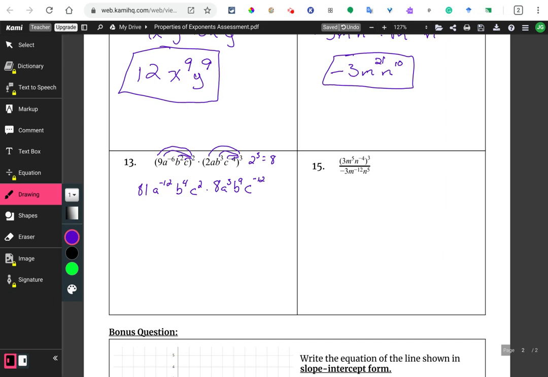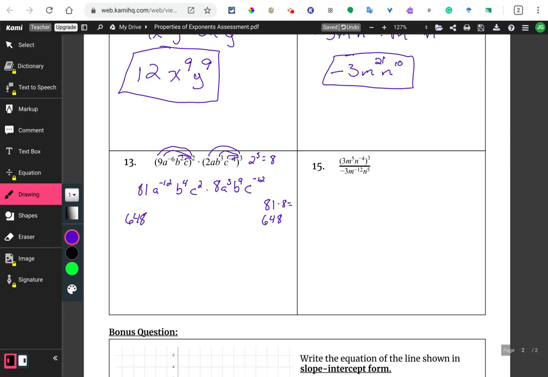Okay. So we have to do this here. Now we're going to have 81 times 8. What is 81 times 8? I'm going to write this over here. So that's going to be 64, so 648, I believe. Okay, so we're going to do that. 648.